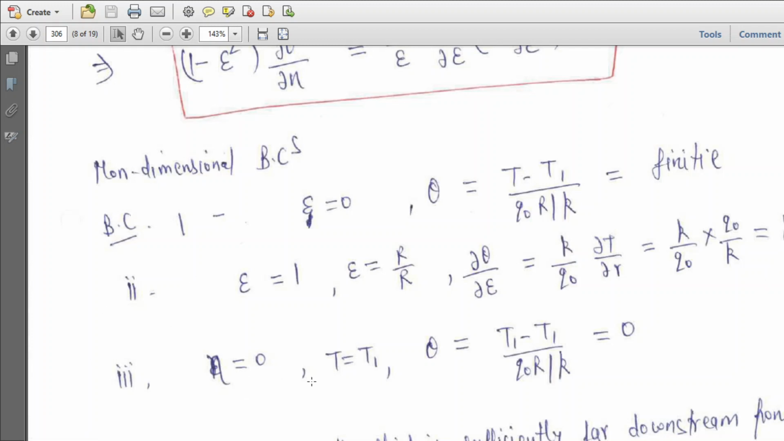Now at eta equal to 0, meaning at z equal to 0, so eta is z upon R, the temperature T equal to T1, so theta equals (T1 minus T1) upon q naught R upon k, equal to 0. So that is at z equal to 0.